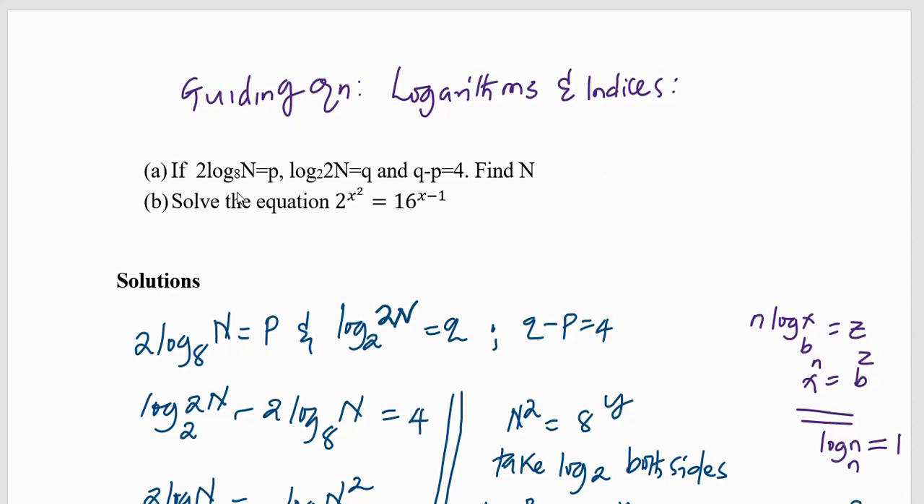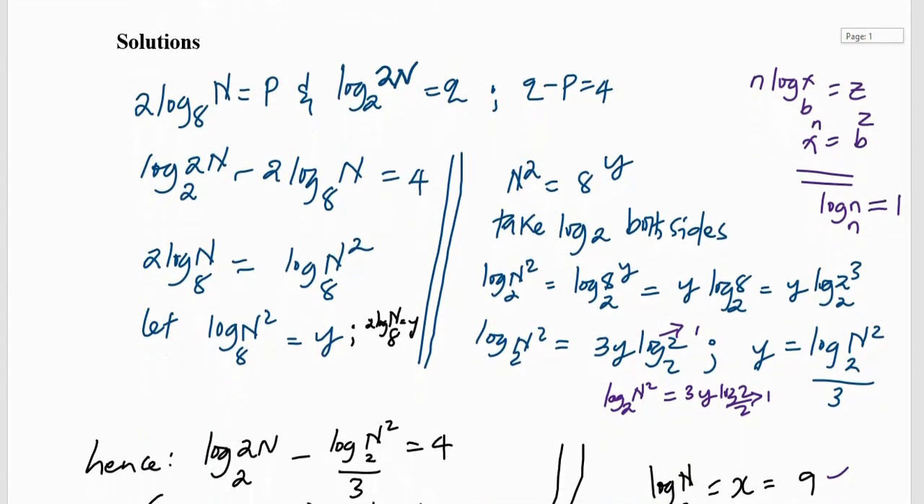In this discussion, we have got logarithms and indices. So the guiding question says, part A, if p is equal to 2 log n base 8, q is equal to log 2n base 2, and q minus p is equal to 4, find n. Then also solve the equation 2 times 2 to power x squared is equal to 16 to power x minus 1. Let us look at the solution to this particular problem.